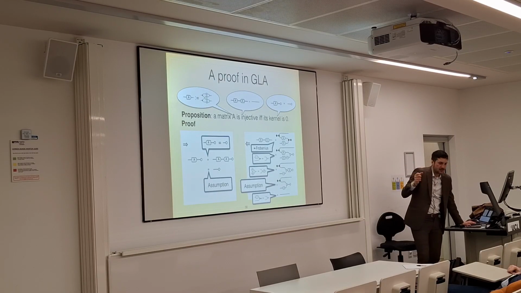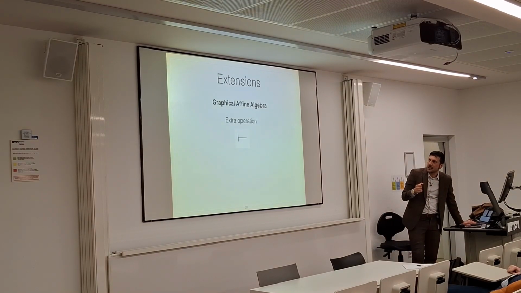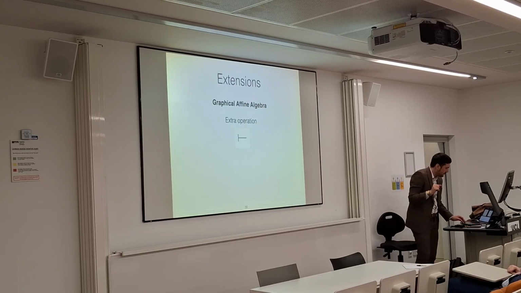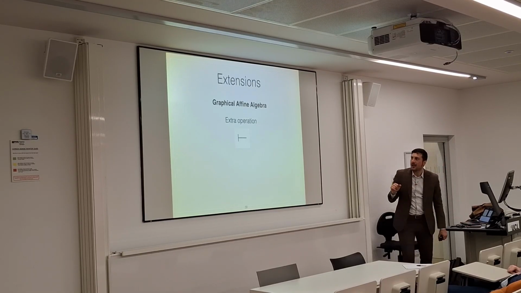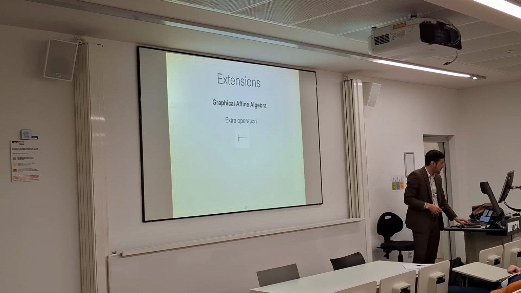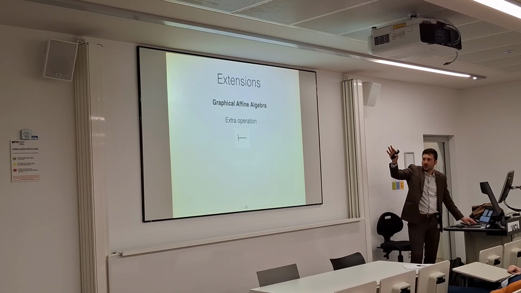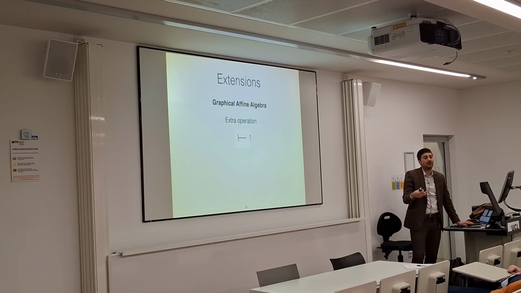We have characterized subspaces. We have done the world of linear algebra using string diagrams. Where do we go from there? So first thing I want to mention is some extensions that are notable. First of all, we have something called graphical affine algebra. This is just an extra operation which has no input, a single output, and the single output gives you a 1. So in this theory, it is not linear algebra anymore you're doing, it is affine algebra.